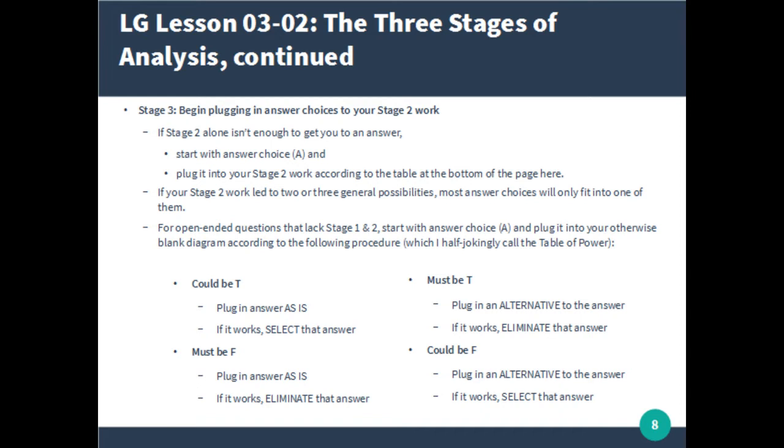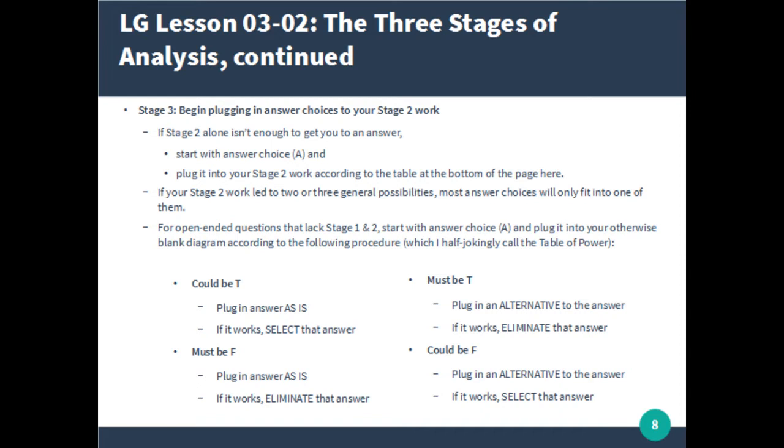All right, so going back to where we left off on this slide. As an example, if your stage 2 work happens to lead to 2 or 3 general possibilities, most of the time the answer choices that you're plugging into your stage 2 work are only going to fit into 1 or 2 of them. That's just how things tend to play out. So if you're afraid of, okay, I've got 3 diagrams, now I've got to test 5 answer choices against all 3 of these diagrams, it's like 15 total, it really doesn't work that way. Most of the time, the answer choice is really only individually going to fit into 1, maybe 2 of the general possibilities that you've worked out from stage 2.